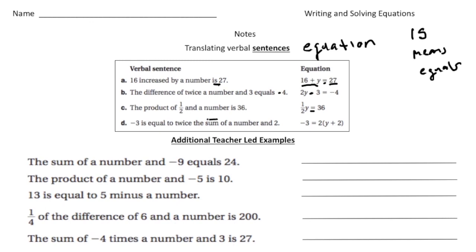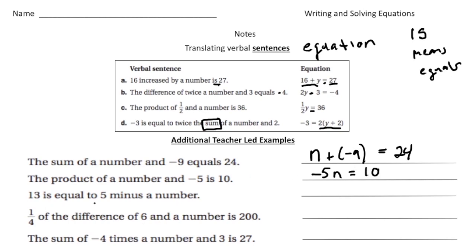Now, this is a key word here, sum. Now remember, sum is associated with addition, but remember, it's twice the sum. That's why we had to use the distributive property here to do 2 times y plus 2. So let's try some of these. The sum of a number and negative 9 equals 24. So we have a number that we don't know, plus, because sum, negative 9, equal 24. Next here we have the product of a number and negative 5 is 10. Product is multiplication, so negative 5 times a number equals 10.